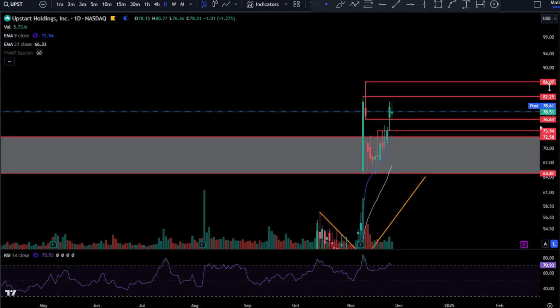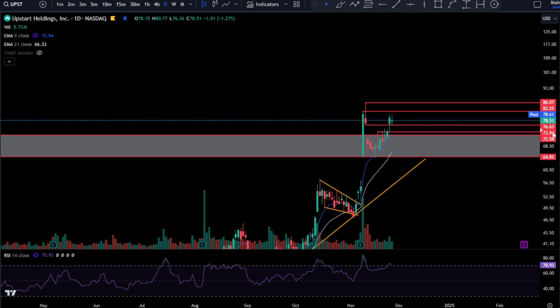Okay, so above 82.25, we got 86.07. Pullbacks are buying opportunities. Consolidations are buying opportunities. I like this over here on Upstart.